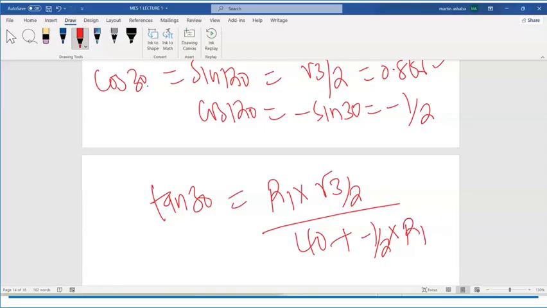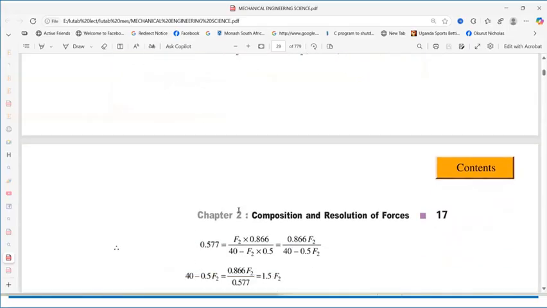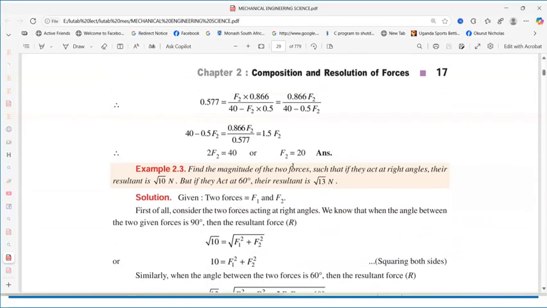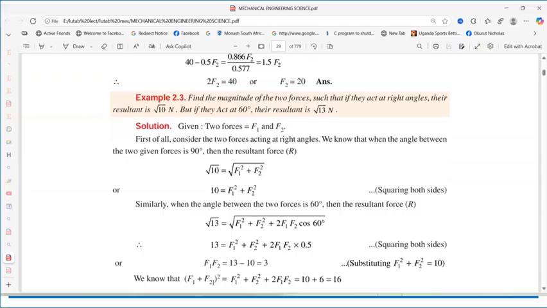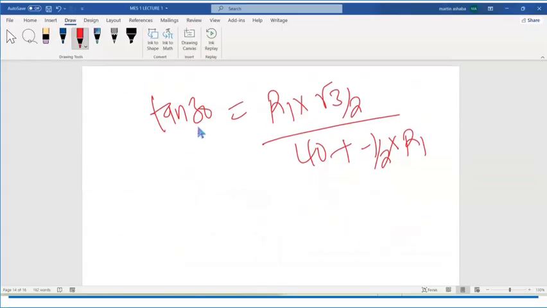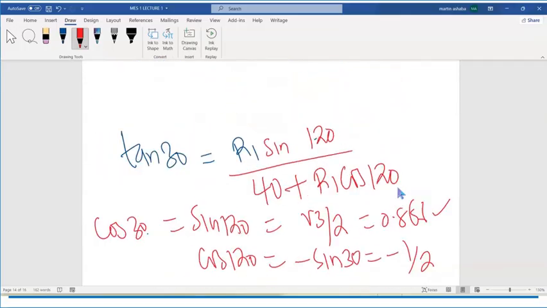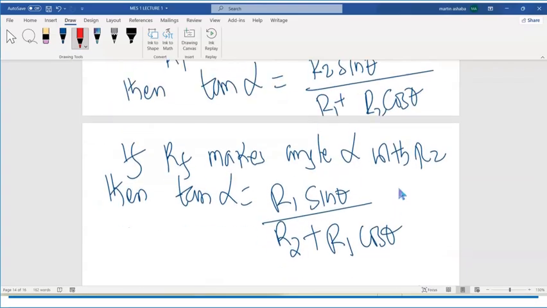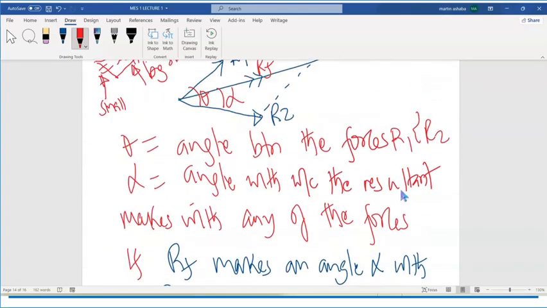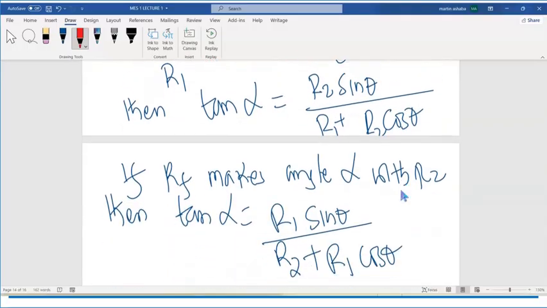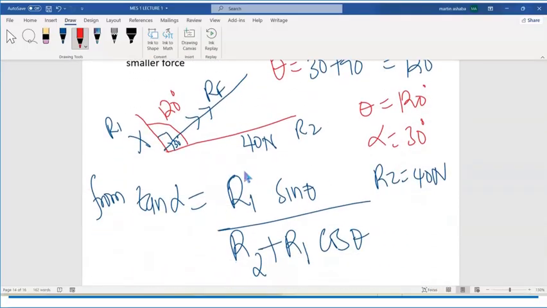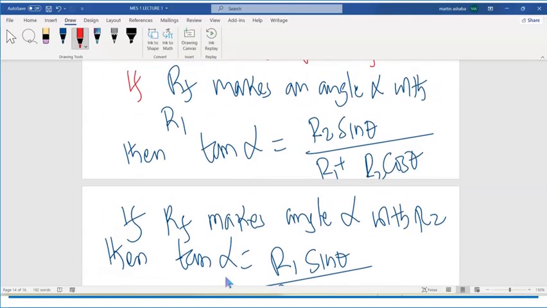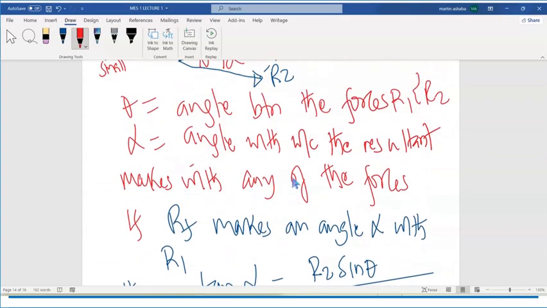Finally, what is the value of R1? So that value is going to be 20. When you evaluate R1, you should get 20 newtons. So that is how we can deal with this problem using parallelogram law of forces and the formula that we stated here, tan alpha. But this could be a little bit uneasy for now, but as time goes by, I believe you will understand.